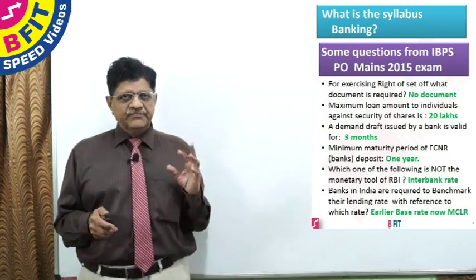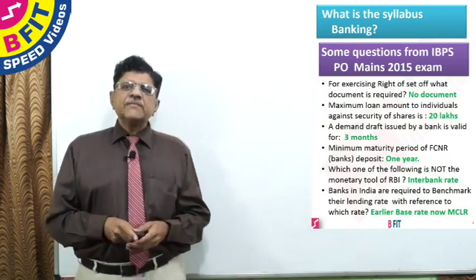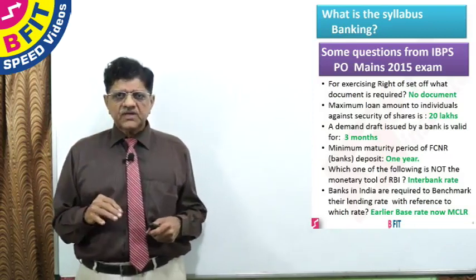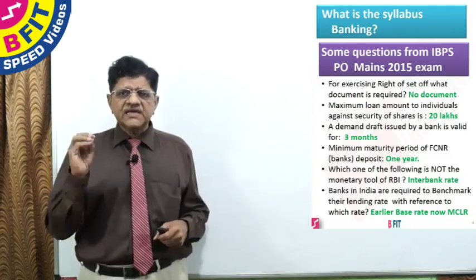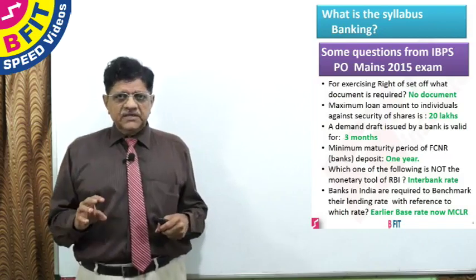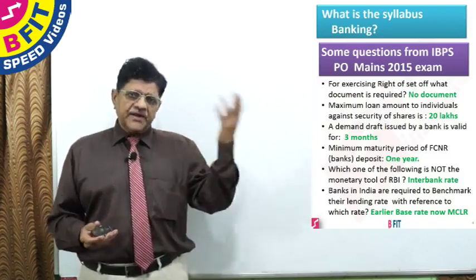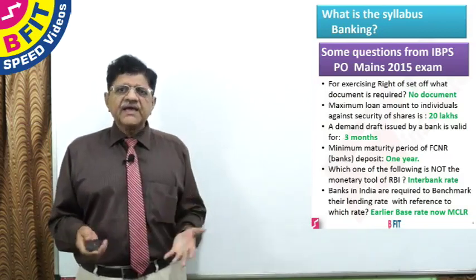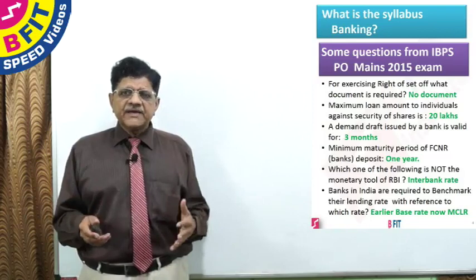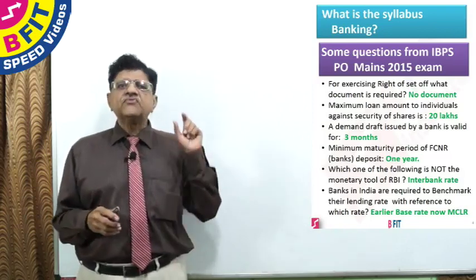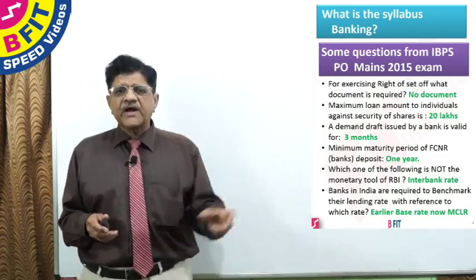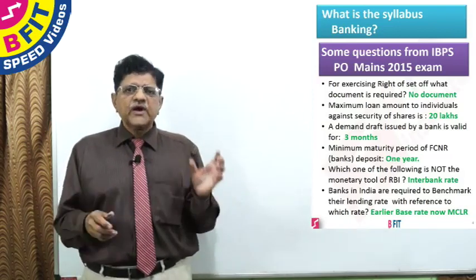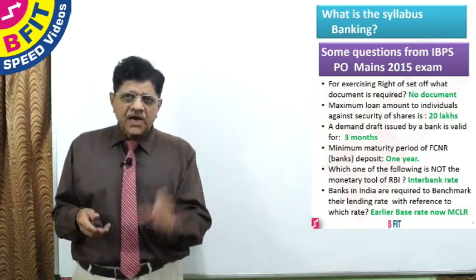The fourth question is, what is the minimum maturity period for FCNR deposits? FCNR means foreign currency non-resident account. Suppose there is a person who is employed in Dubai or in Gulf and he sends money in dollars, that he can open a dollar denominated account in India. That is called foreign currency. The account is opened in foreign currency and it is opened by a non-resident. When you combine these two, you get foreign currency non-resident account.